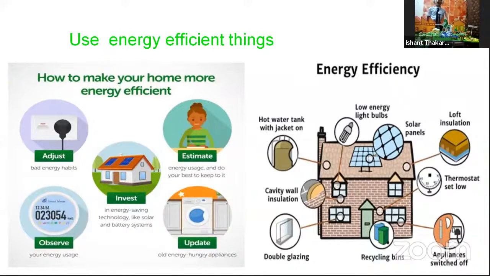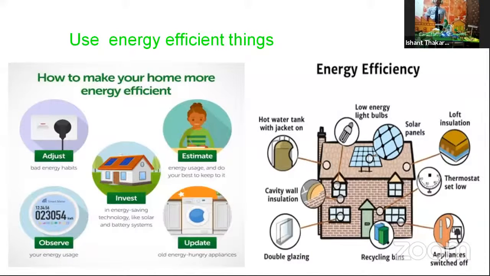So how can we make your home more energy efficient? Adjust your bad energy habits. Invest in energy saving technology like solar panels and battery systems. Estimate your energy use and try to keep to it. Observe your energy habits and update your old appliances, because old energy equals hungry appliances.